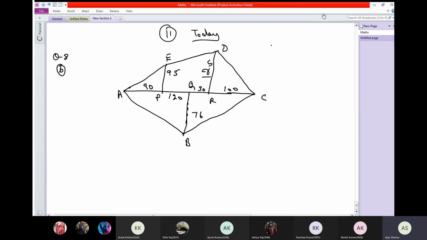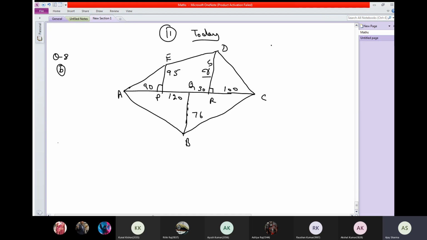Area of this polygon. Now, does anyone have any idea? First, how can we find it? There are three triangles. One is this one, APE, another is DCR, and the last one is ABC. These are the three triangles. Find the area of these three triangles.